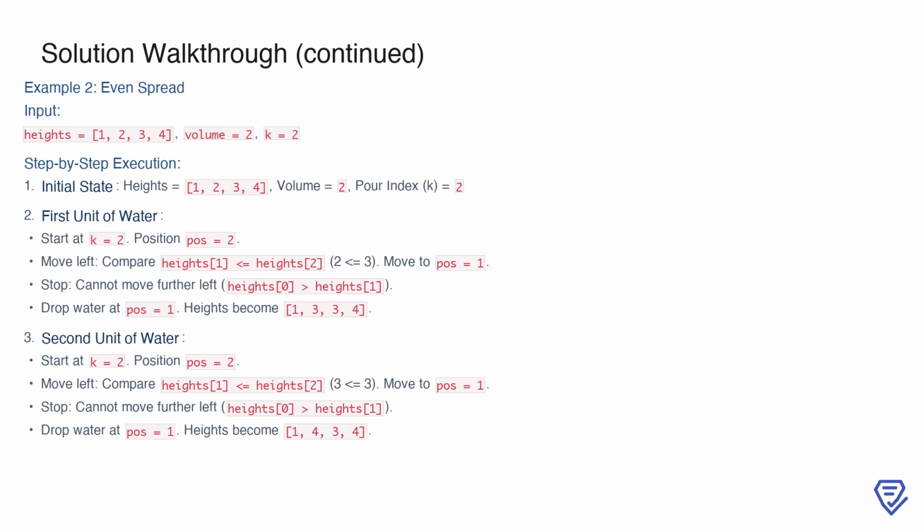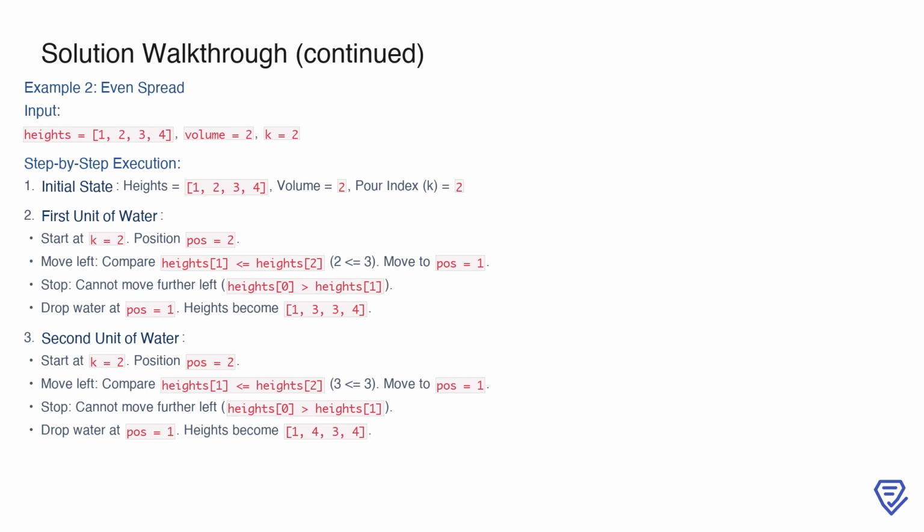This allows us to move to position 1. However, moving further left isn't possible because heights[0] > heights[1]. The water is dropped at position 1, increasing its height to 3. The updated heights are [1, 3, 3, 4].